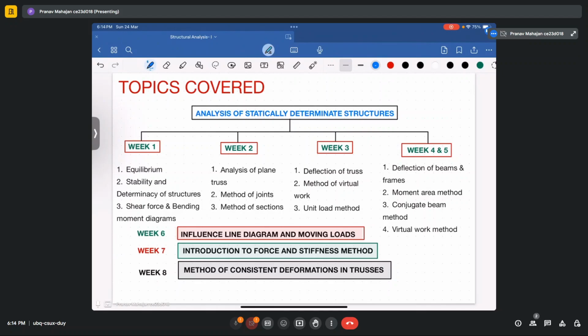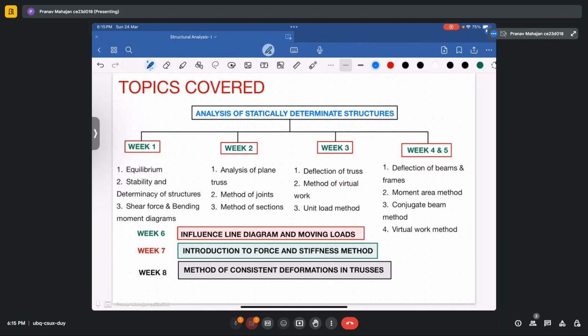Then in next week, we have moved to determining the horizontal as well as the vertical deflection in the trusses using the principle of virtual work and unit load method, wherein we have determined the horizontal and vertical deflection at the required point by the application of the unit load at that particular point, and then applying the principle of virtual work in which the internal work done will be equal to the external work done, and then determine the deflection at that particular joint.